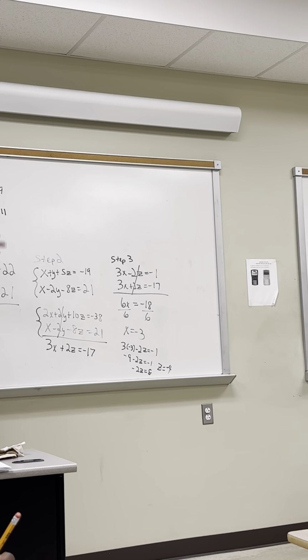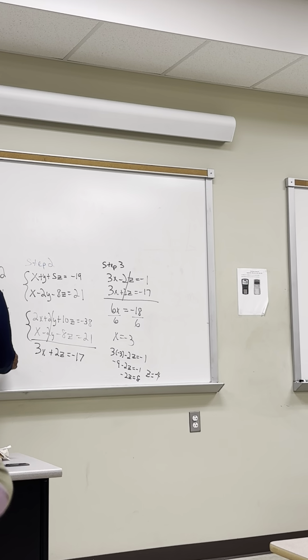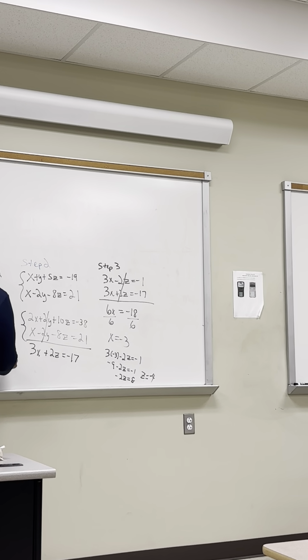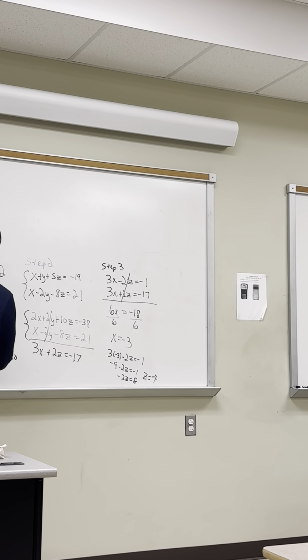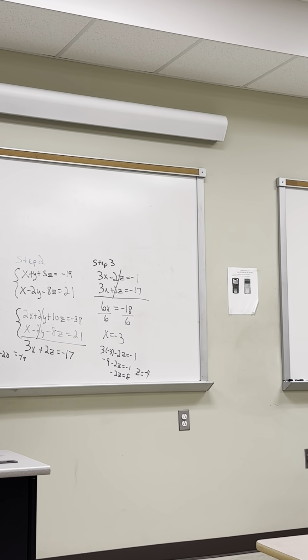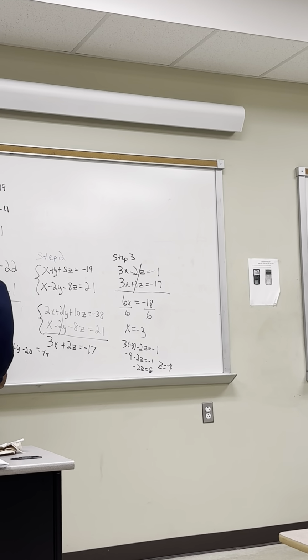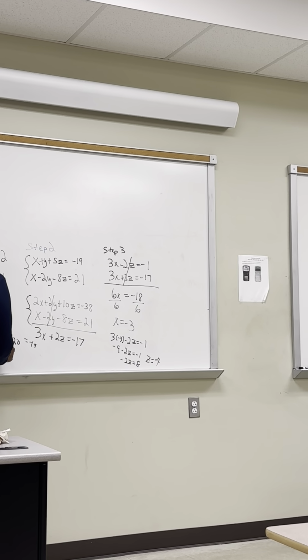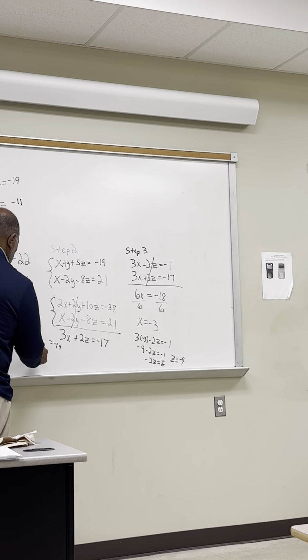I'm gonna get 3, correct? Plus y. What's the z, so this is 5 minus 20, correct? Yep. Equals what? Negative 19. What's 3 minus 20? Negative 17.